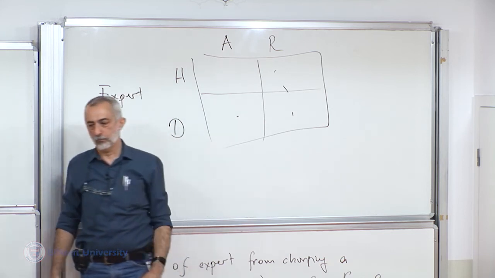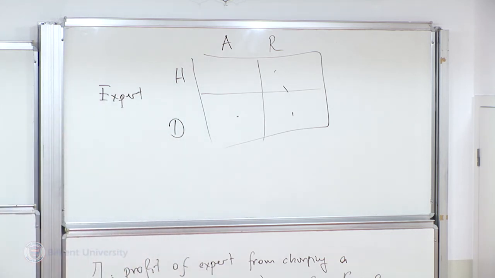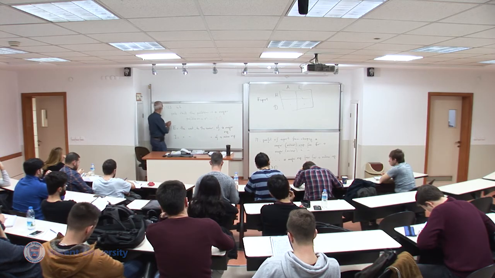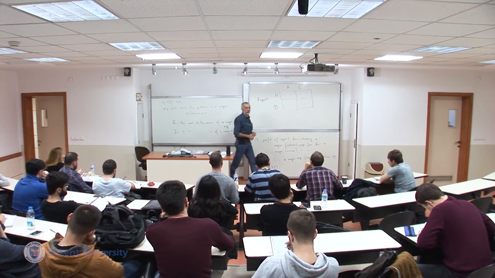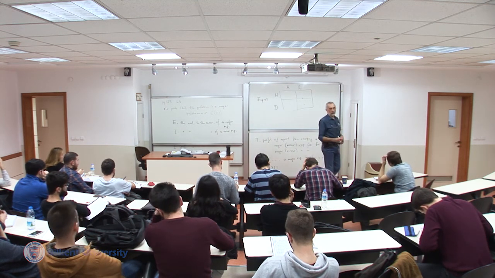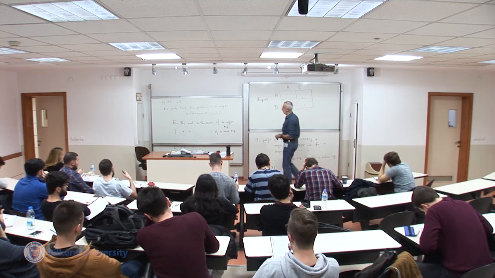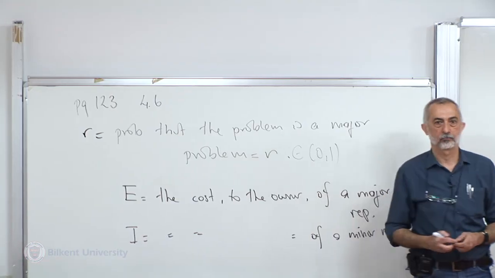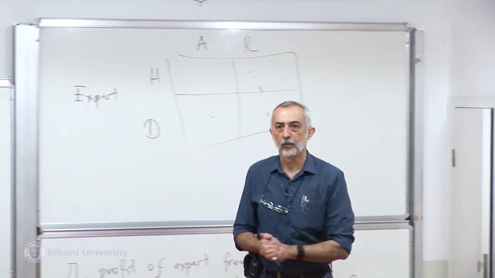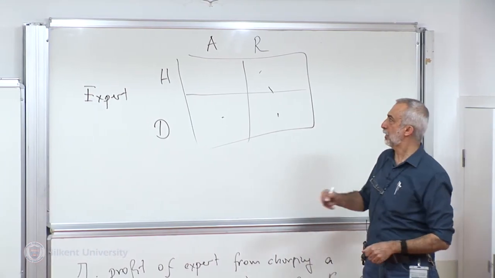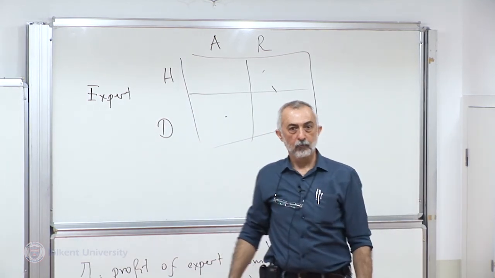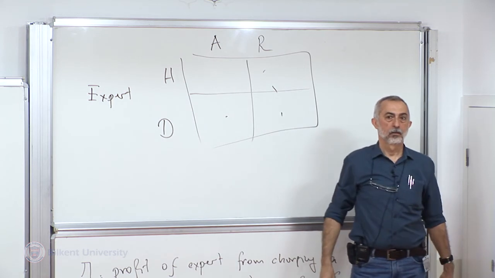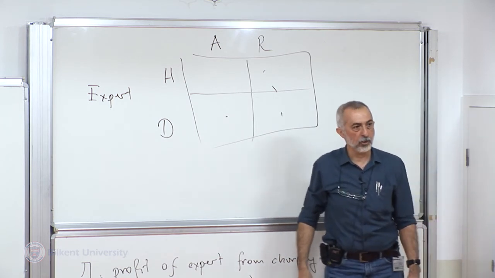Modeling. We have to write payoffs here. There's some randomness involved. With probability r, the computer has a major problem. With some probability, it has a minor problem. So, what do we have? Let's start with the easy one. The expert is honest, and the consumer accepts the offer.